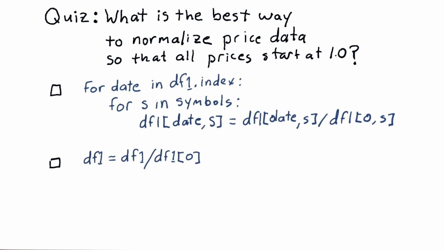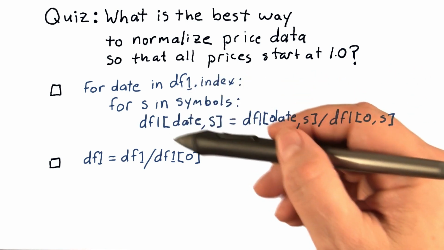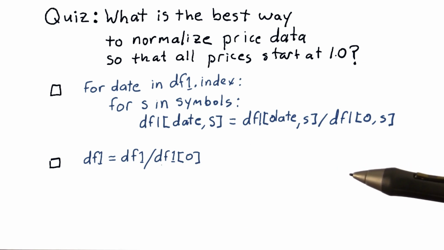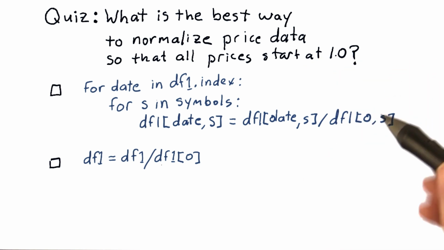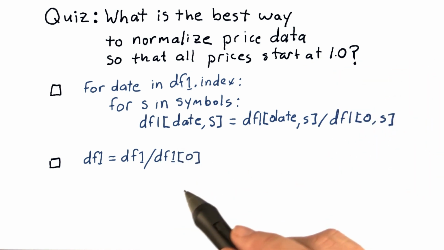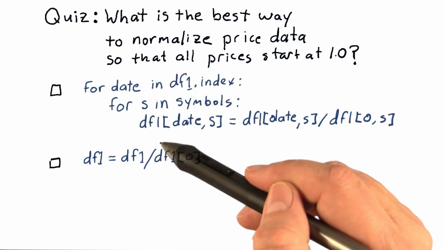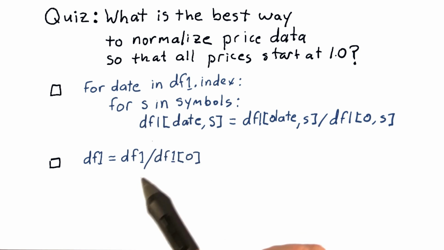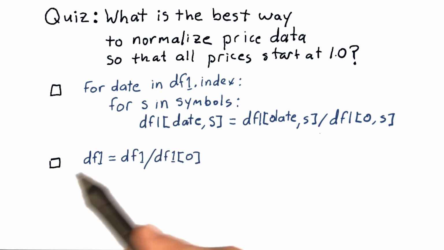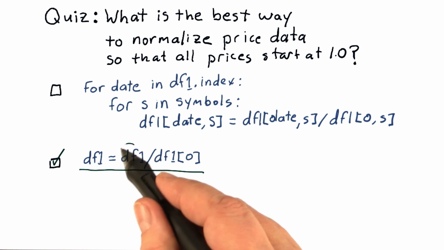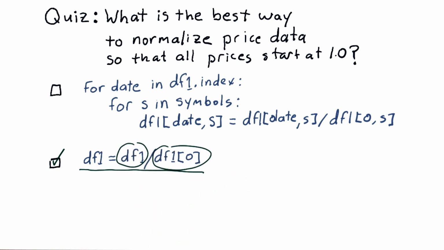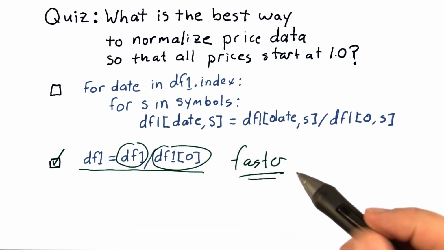Well, it was a little bit of a trick question because both of these will accomplish the same goal, namely normalizing everything according to the first row. This method uses two nested for loops to go through each date for each symbol and then make the division. This is the preferred method, however, and that's because it's elegant, just a single line. We divide the entire data frame by its first row. The other reason that this is the way to do it is because it's much, much faster.